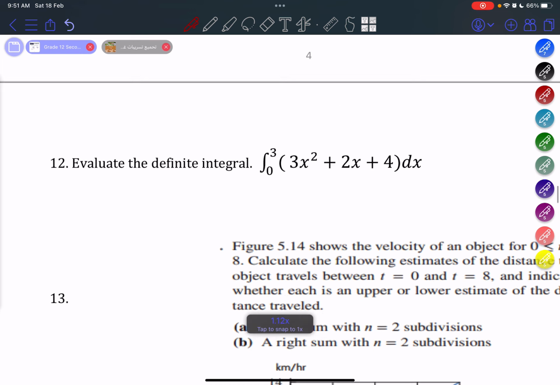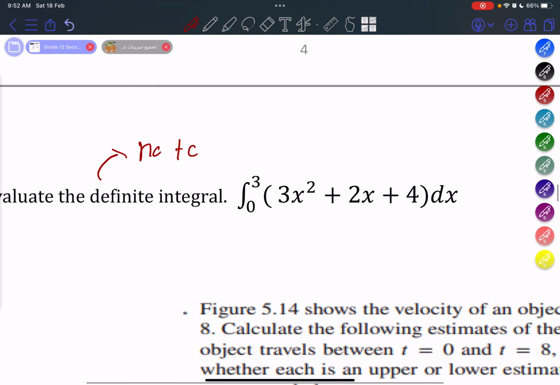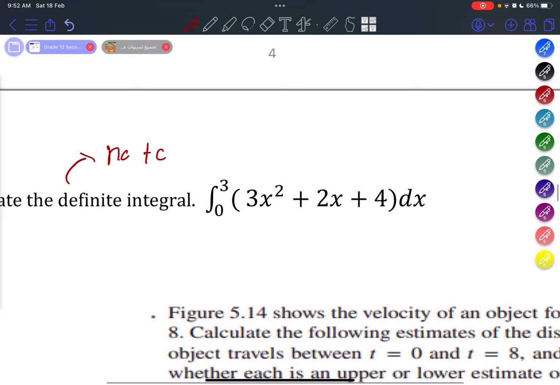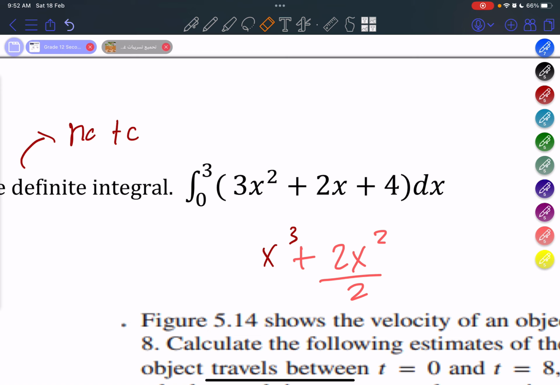Evaluate the definite integral. Okay, so this is definite, there's no plus c here. So don't mix up the indefinite and definite integral. Very simple. We will now just get the integral of this. So 3x power 2, plus 1 becomes power 3. And then we divide by the new power, which is 3. So 3 and 3 cancel each other, hence it becomes x power 3. Plus, for 2x power 1, we add 1 to the power. It becomes 2, divided by the new power, which is 2. And again, 2 and 2 cancel each other. We get x squared. Finally, we get plus 4.